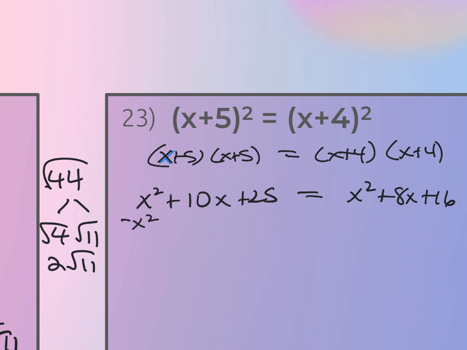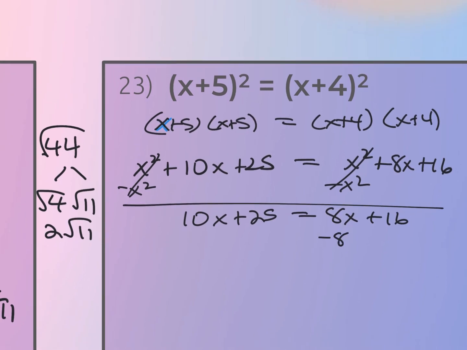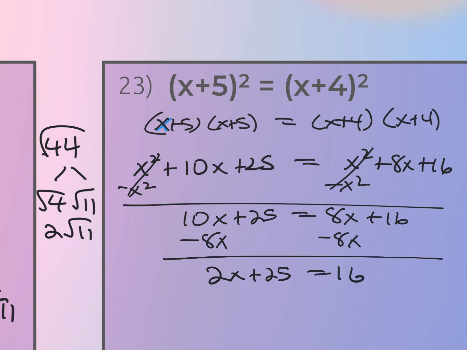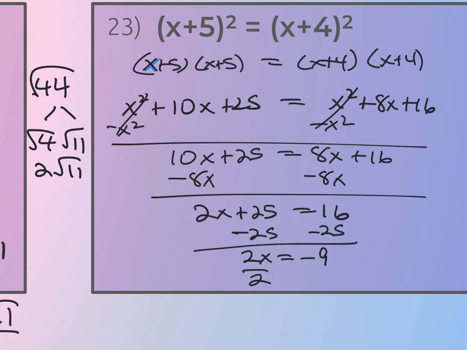So if I try to move my x squareds together, they're going to cancel on both sides. So 10x plus 25, 8x plus 16, move the 8x, 2x plus 25 equals 16, minus 25, 2x equals negative 9, divide by 2, and x equals negative 9 over 2. And you're done.